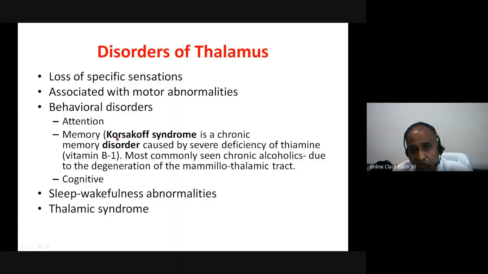especially Korsakoff syndrome. Korsakoff syndrome is a chronic memory disorder caused by severe deficiency of thiamine, vitamin B1, seen commonly in chronic alcoholics. And it is due to the degeneration of the mammillothalamic tract. This is also known as Wernicke-Korsakoff. So this is about the memory. There is a loss of memory. Then there is a cognitive deficiency. That means not able to store the memory, perform the actions, because the prefrontal cortex is involved.